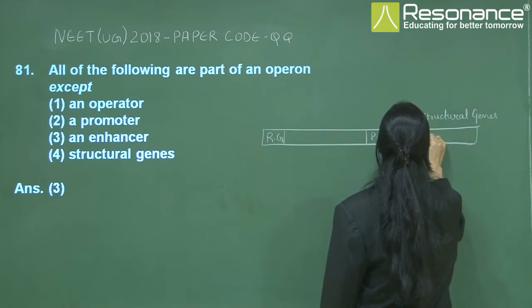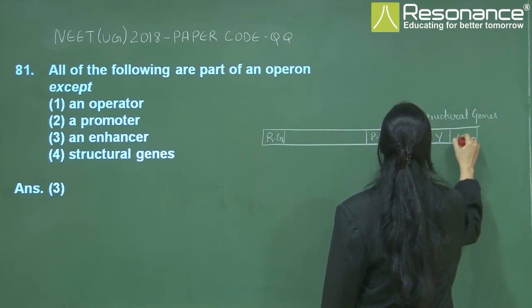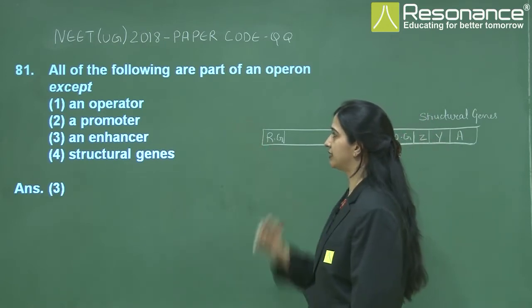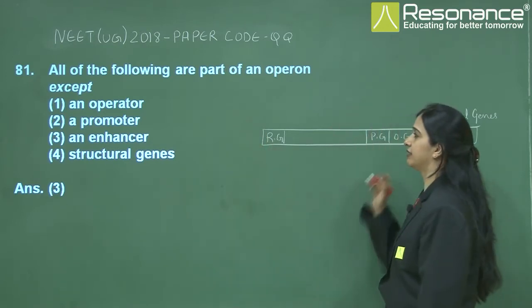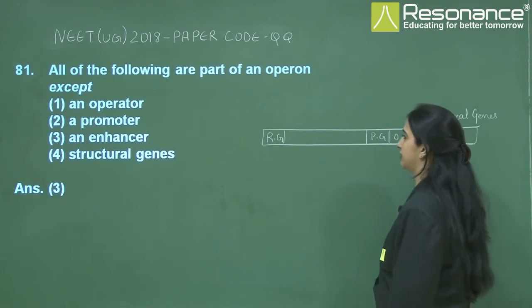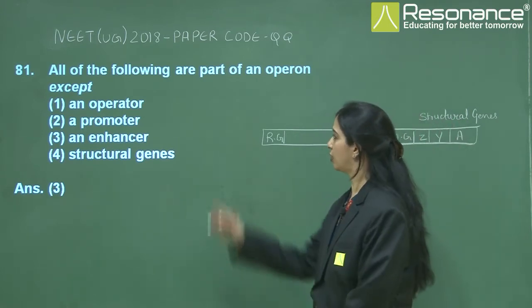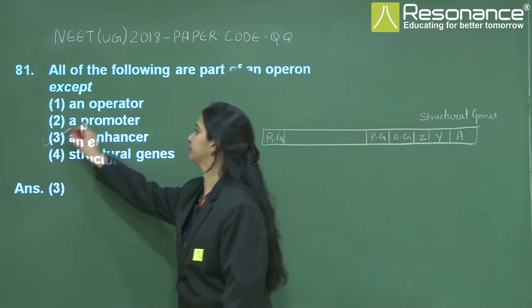In this case, the structural gene will be Z, Y, and A respectively. So operator is there, promoter is there, and structural genes are there. So the odd one is the enhancer. Hence the option will be 3.